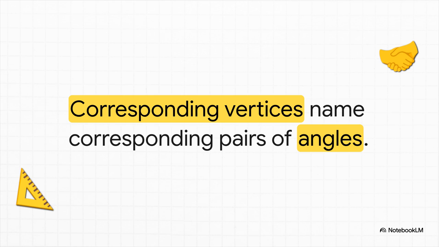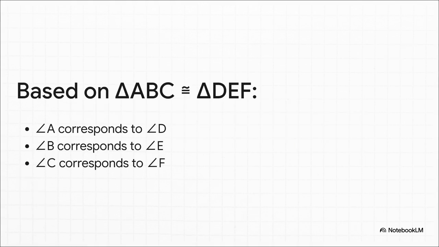And here's the rule. It's super simple. Once you know which vertices match up, you automatically know which angles match up. It's a direct connection. So let's go back to our statement. Triangle ABC is congruent to triangle DEF. Well, that tells us right away that angle A has to match angle D, angle B has to match angle E, and angle C has to match angle F. See? The order just gives you the answer every single time.